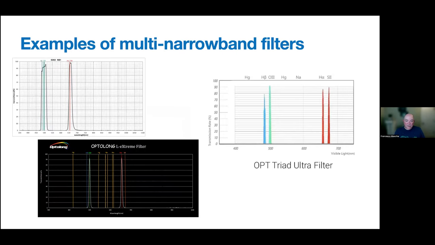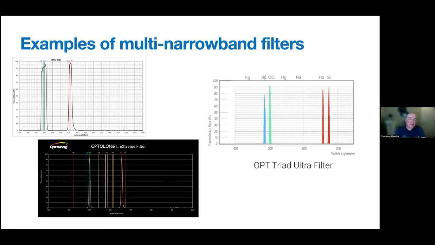These are also some examples of multi-narrowband filters. I already mentioned the Radian slash OPT Triad Ultra filter. Despite the name, it does not transmit three sections of the spectrum, but four. So there's S2, H-alpha, O3, and H-beta. In this way, they try to cover all of the three Bayer filters. There's Optolong, which has always been present with their L-eXtreme filter. The name recalls the fact that you can use it as a luminance substitute. And it has pretty narrow bandwidth, as you can see from this chart.